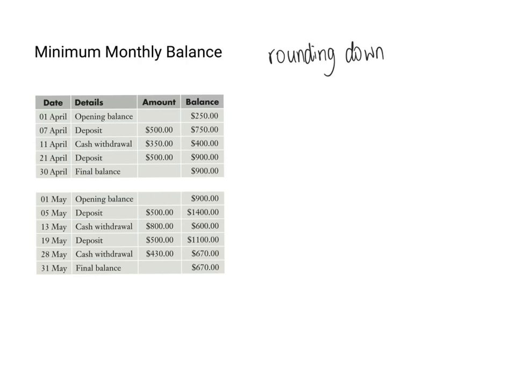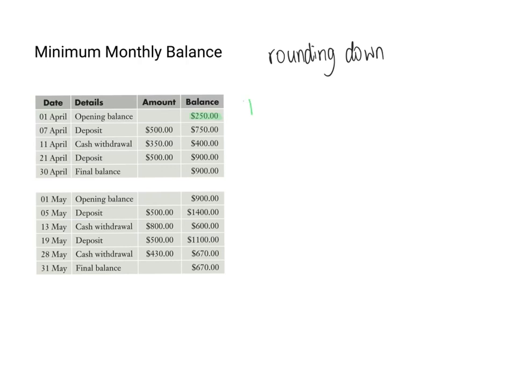So let's have a look at this bank account that we've got here. So we've got April and May. If we were doing the minimum monthly balance for April, we first need to go through April and find out what the minimum value was. If we look down the balance of April, we can see that the minimum balance was actually the first balance of the $250.